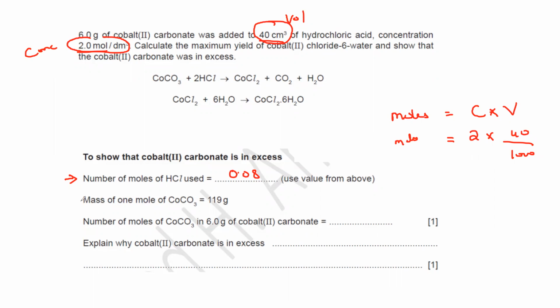Then the mass of 1 mole, or molar mass, or molecular mass, is given as 190 for cobalt carbonate. Number of moles of cobalt carbonate in 6 grams: how to get the moles? The formula is moles equal mass in gram divided by the molar mass. The mass in gram of cobalt carbonate is 6 and the molar mass is given as 190. So 6 divided by 190 is 0.05 moles.